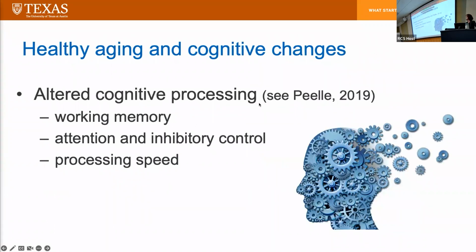So not surprisingly, with these structural changes in the brain, we see changes in cognition as well.